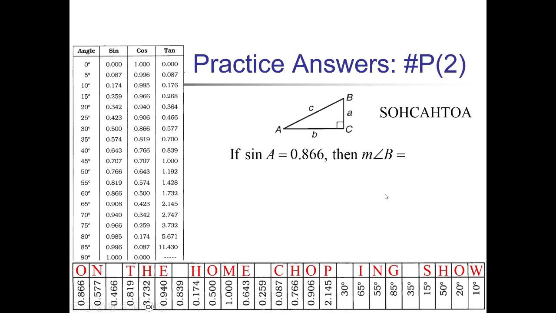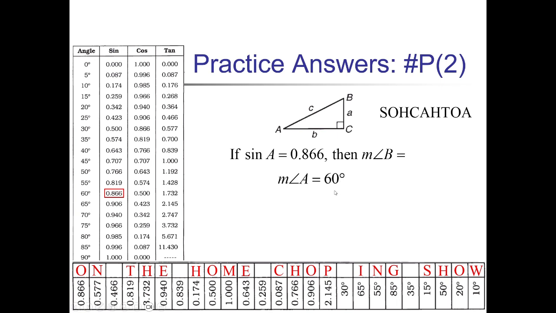Here it is. This last one is a P. So we're given sine of A is 0.866. We want measure of angle B. So this is kind of interesting because ultimately, in order to find B, we're first going to have to figure out angle A. They didn't tell us anything about angle B in terms of sine, cosine, or tangent. So if we're given that sine of A is 0.866, let me start by looking that number up in the sine column. So 0.866 is right here. So that tells me that we've got 60 degrees for angle A.